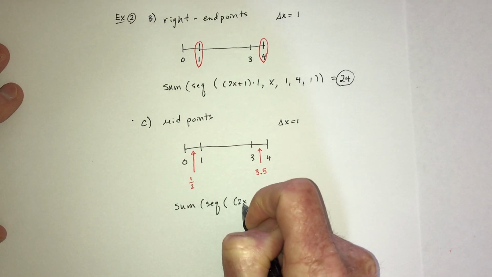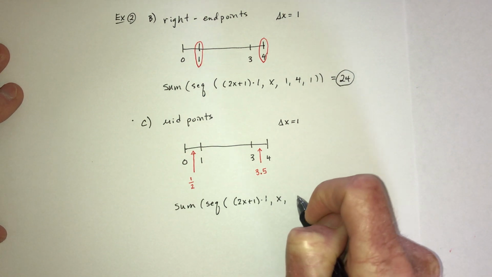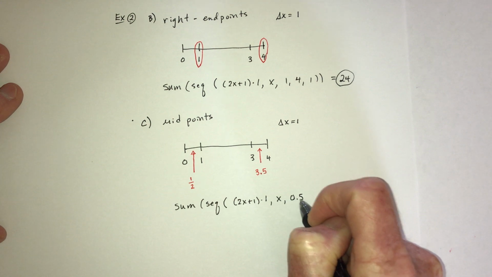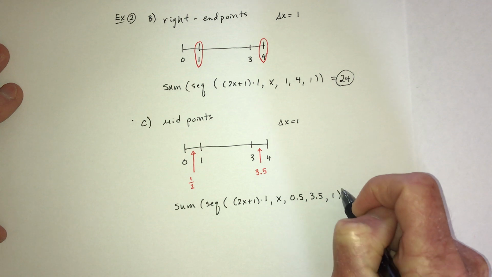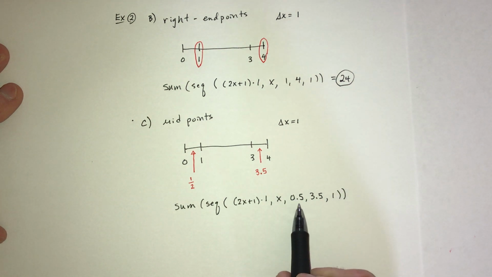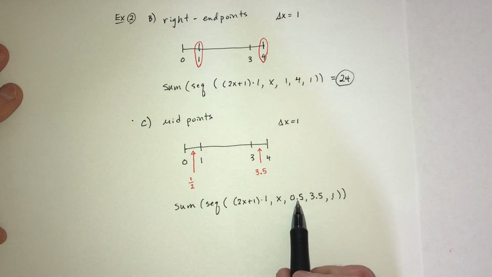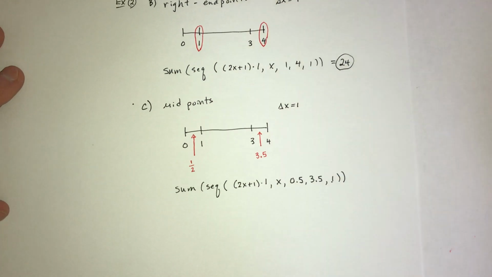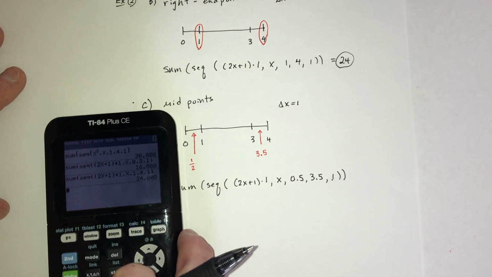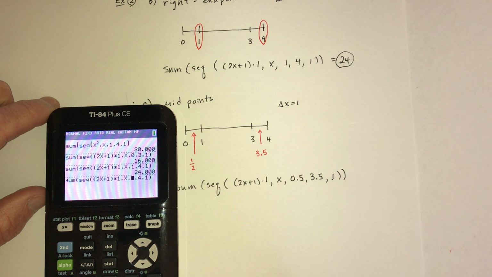It's still going to be 2x plus 1 times delta x, with x going from 1/2 to 3.5, and then delta x. So that means, because delta x is equal to 1, it's going to go 0.5, 1.5, 2.5, and then 3.5. And plug all those in. And so this last one is going to be the most accurate.